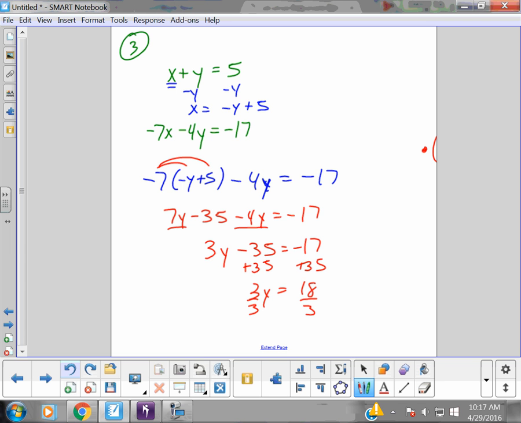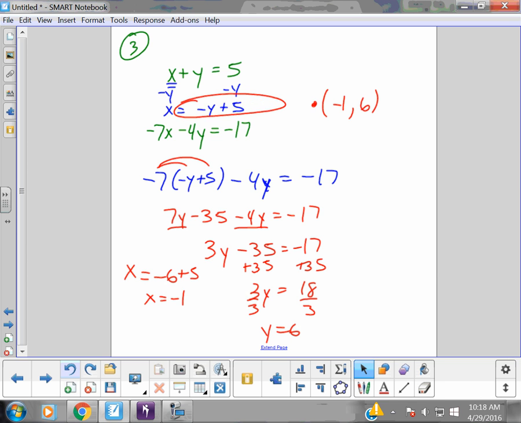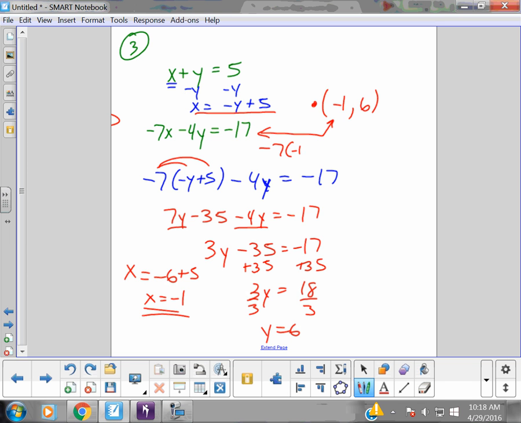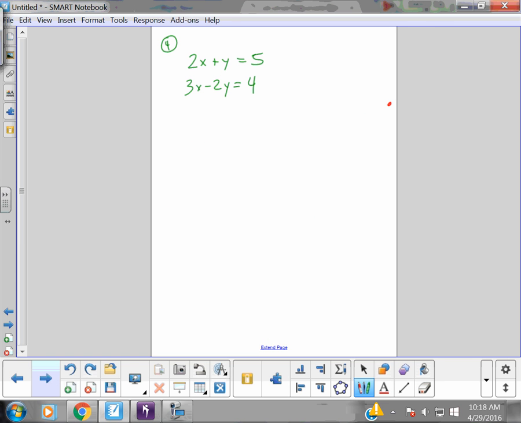And I get y is 6. I will use my new developed equation to find x. Write that as an ordered pair. Negative 1, 6. Now, I used the blue equation to find x. Now, I want to check it. I plug those values in here. Negative 7 times negative 1 minus 4 times 6 equals 17. That's a question. The answer is yes, it does. And that's how you check your answers. Check them in both equations.